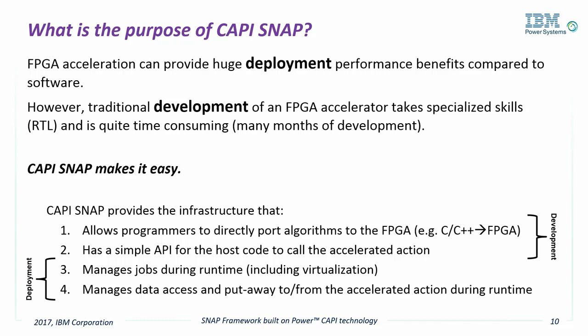In development, CAPI Snap makes it easy to port program code into an action on the FPGA. The infrastructure takes care of the common tasks so the developer can focus on the algorithm and data manipulation. On the host side, the API is simple to integrate the application with the accelerator. In deployment, CAPI Snap's infrastructure manages the jobs, handles multi-application virtualization and address translations, and moves all of the data on behalf of the application's acceleration request.